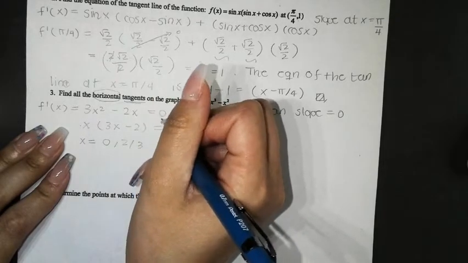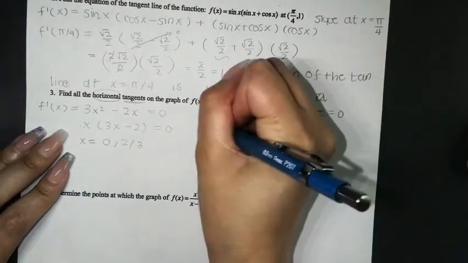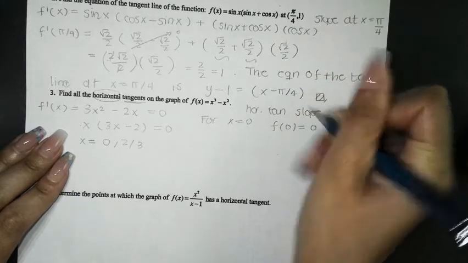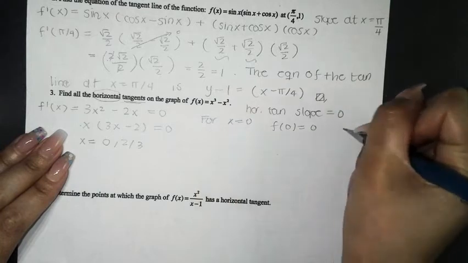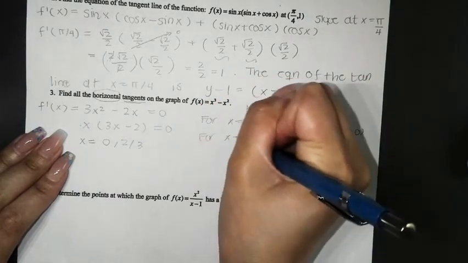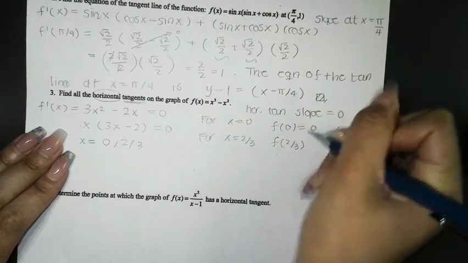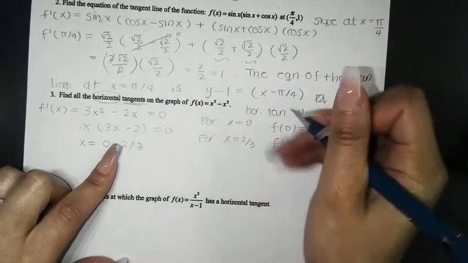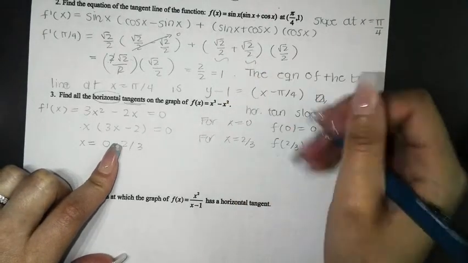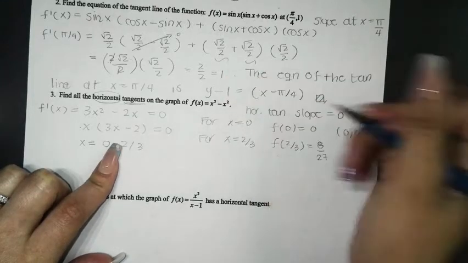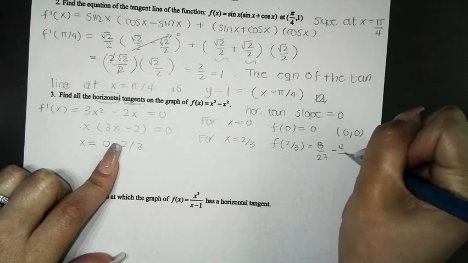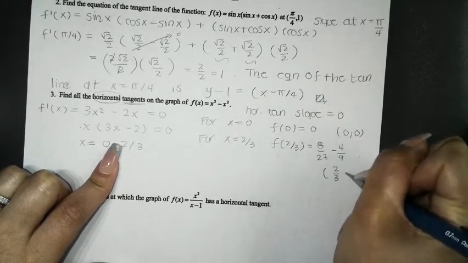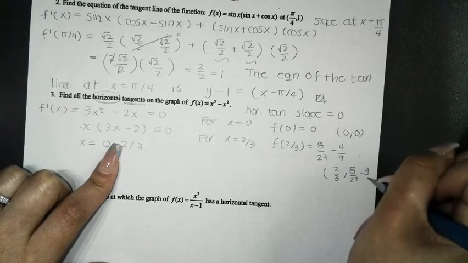So what are you going to do here? Well, you are going to plug it in. For x equals 0, you have that f of 0 is 0, then this point is going to be 0, 0. Then for x equals 2 over 3, f of 2 over 3 is going to be 8 over 27 minus 4 divided by 9. So your other point is 2 over 3, comma, all this horrendous thing. I'm just going to leave it like that.